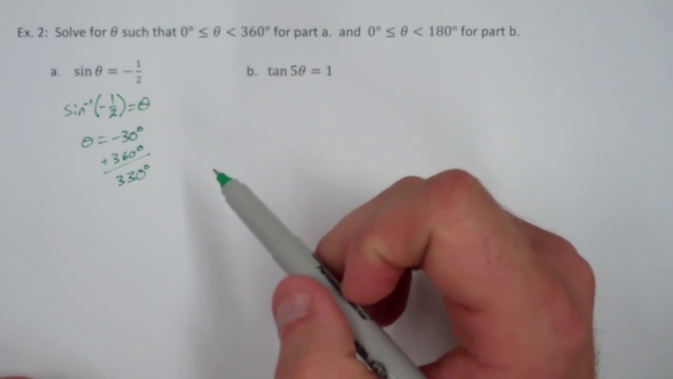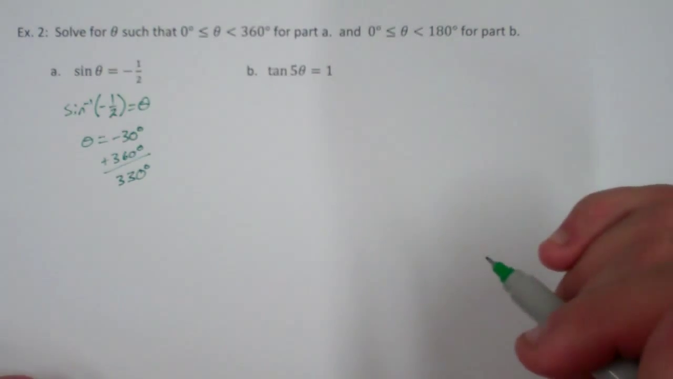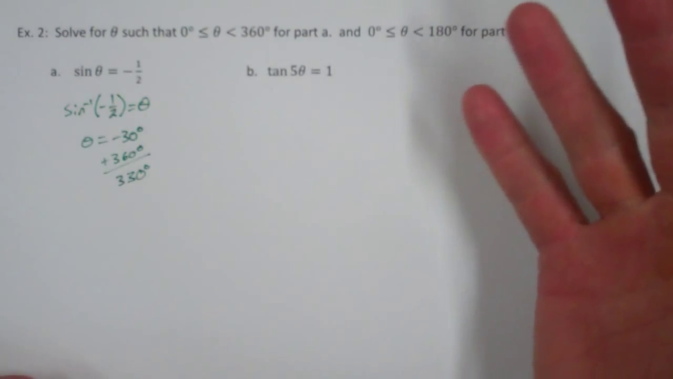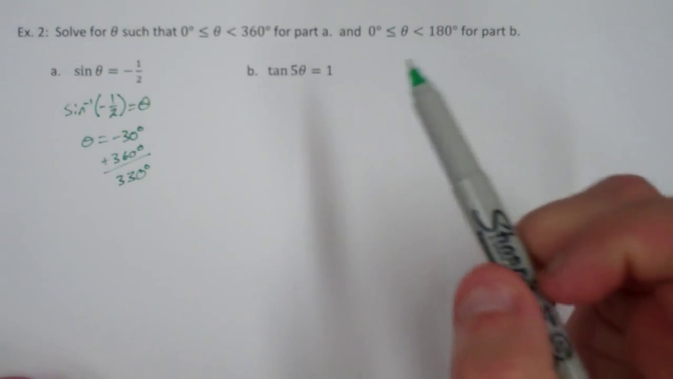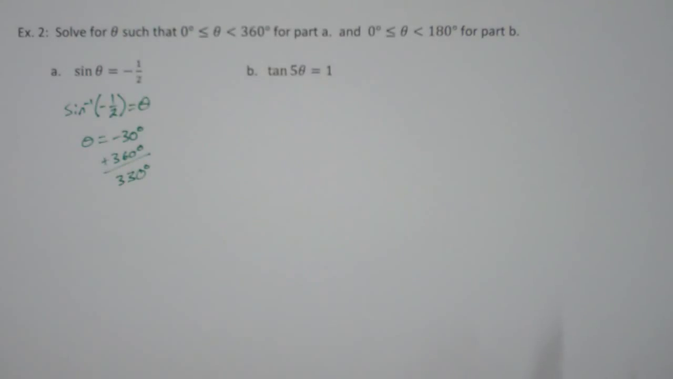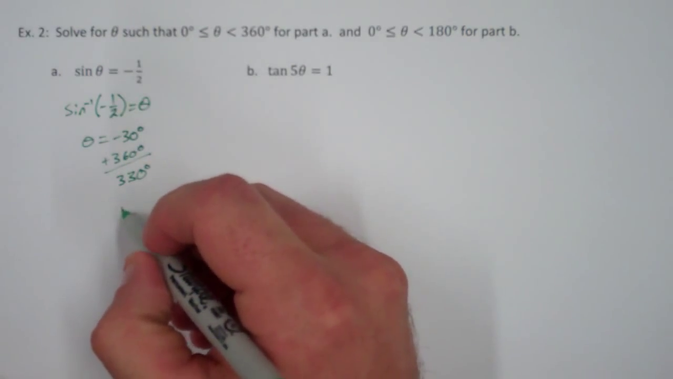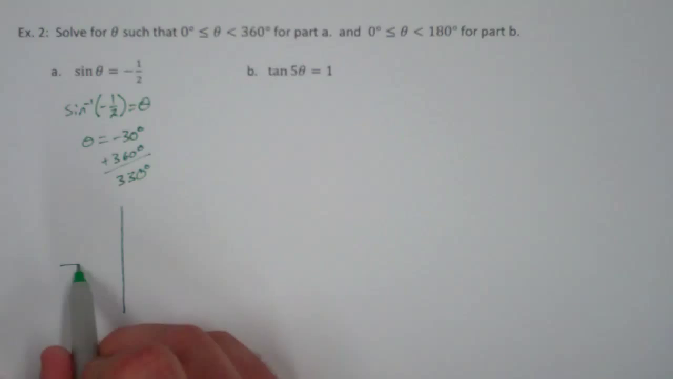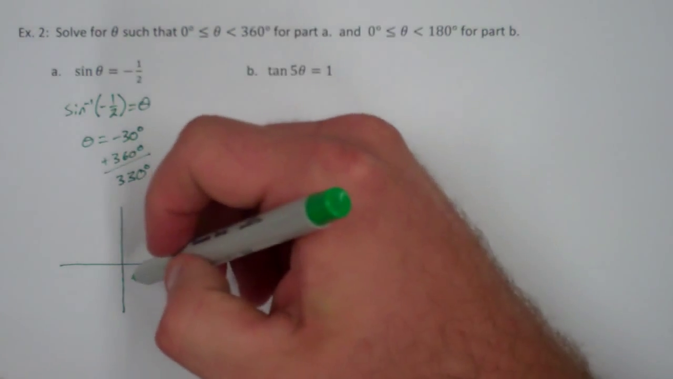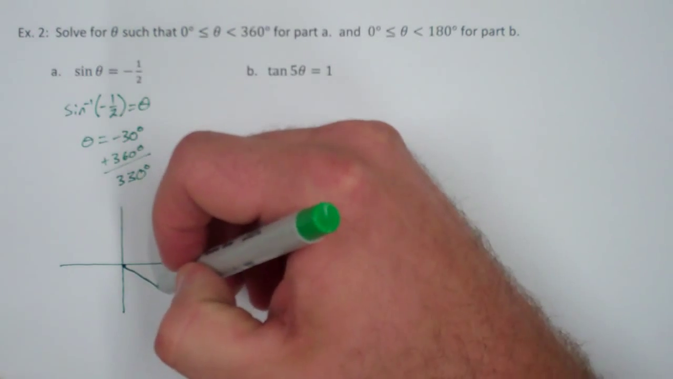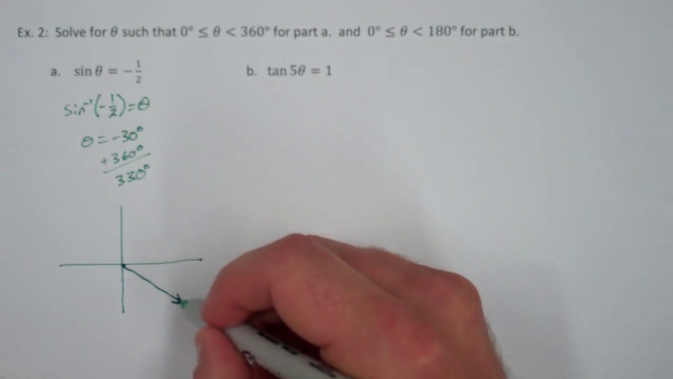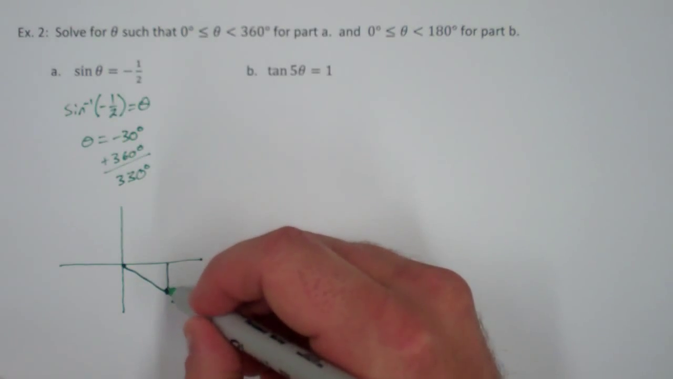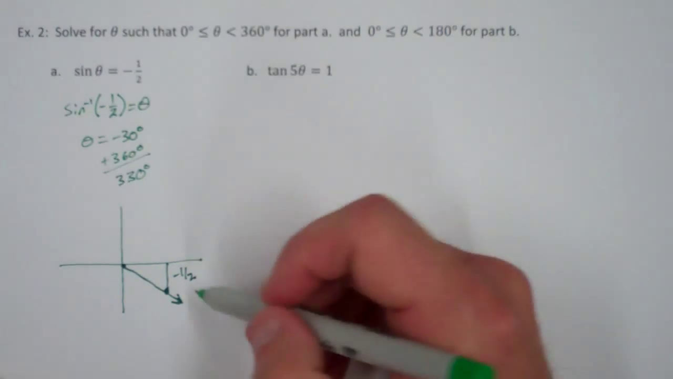But there is another angle. There's only one other angle that will actually work here. So this is a tricky situation. Let me show you what I'm thinking about here. I'm going to draw a little coordinate plane. And here is 330 degrees. And you will note that this distance here is -1/2, and that's the y distance.